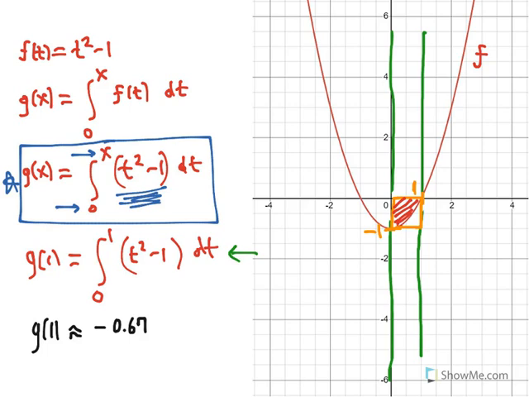Now, since we happen to know the rule for the function f, we could actually verify that analytically. So we have g of x as given, and we may use the first fundamental theorem of calculus to find an antiderivative of the integrand.